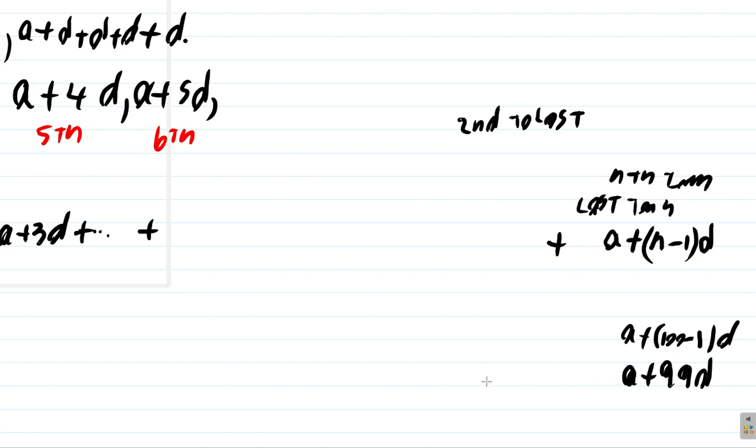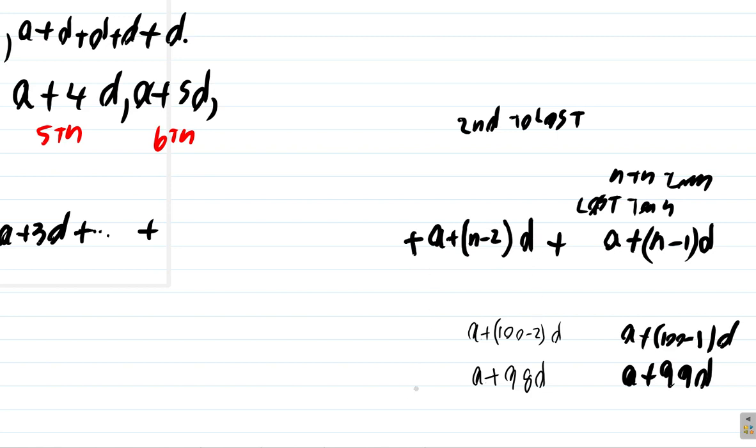Now, the second to last term would be A plus 98D. You see that? Because we're going one less. So this would be A plus 100 minus 2d. You see that? So in this case, our second to last term would be a plus n minus 2 d, right?